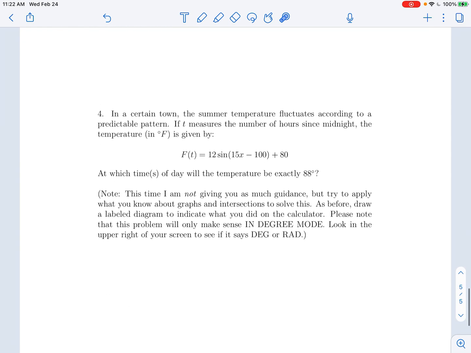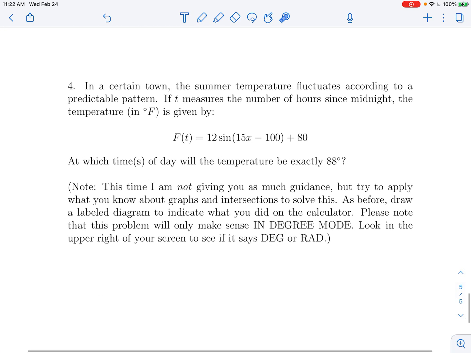Okay, one more example. We have this function here, and there was a typo, that tells us temperature in terms of hours since midnight. And I want to know, when will the temperature be exactly 88? So this one's a little different because I'm not giving you two things. But let's graph this and try to make sense of it.